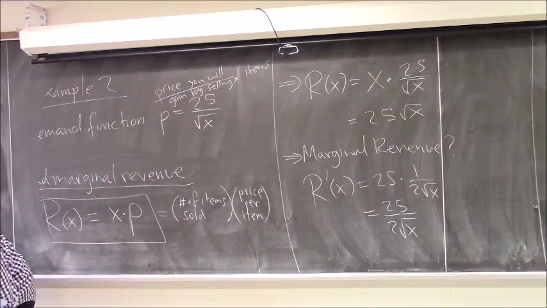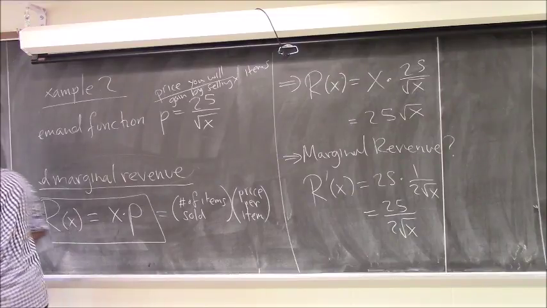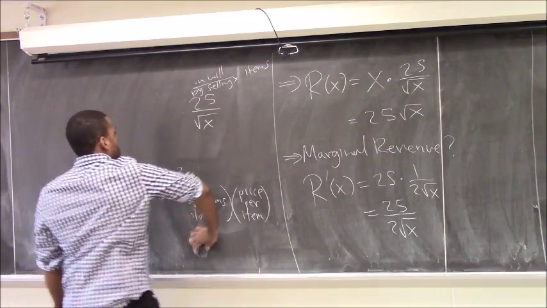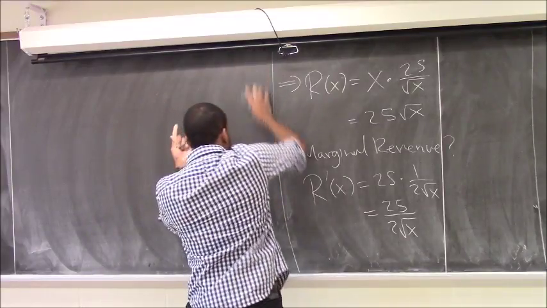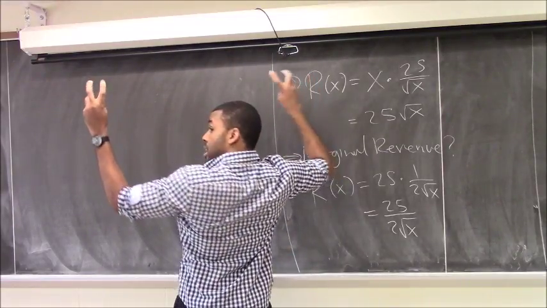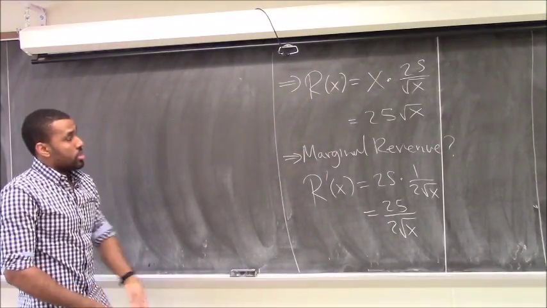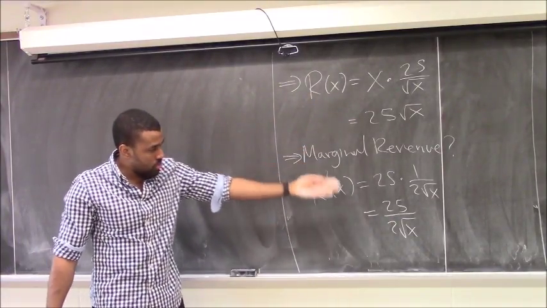Did I ask you to interpret it? In the next part. In part B, I asked you to interpret it. Okay, so this is part A. So that's, in general, my revenue function. If you know the price you're charging, which is always given by the demand function, the revenue is just going to be x times that price function. So this is our revenue function. If I want to find marginal revenue, that's the function.